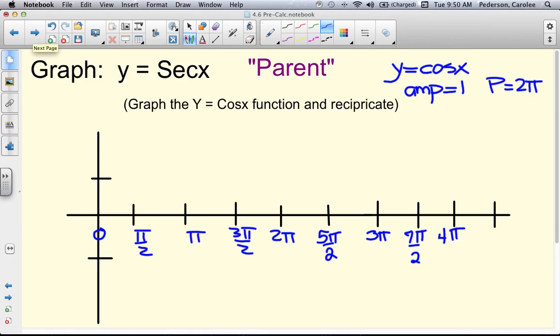Now the cosine function, I say, starts at the top of the amplitude. If it was a reflection, it would start at the bottom of the amplitude. So here's the top at 1, go to the middle, to the bottom, to the middle, to the top. There is 1 revolution for our cosine function. We'll continue the pattern again. Middle, bottom, middle, top.